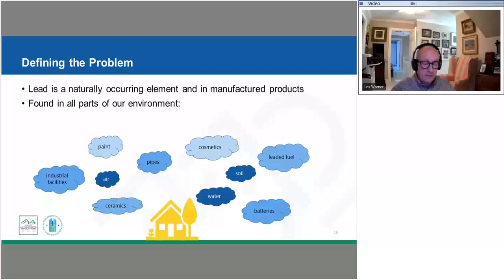Now, luckily, lead was banned in residential paint in 1978. That was banned by the Consumer Product Safety Commission. So you'll hear us talking as we go through this training about our focus on pre-1978 units. That's because starting in 1978, the use of paint that included lead was banned, and so we would expect not to find that in these units.